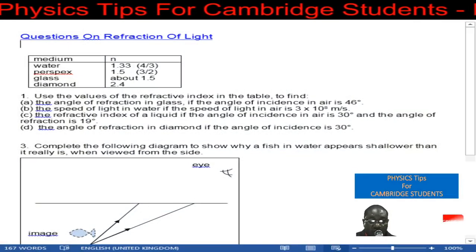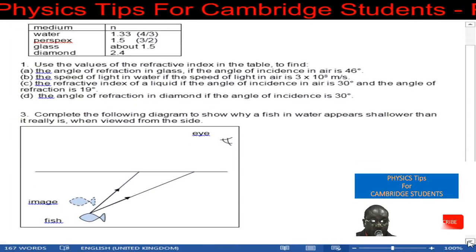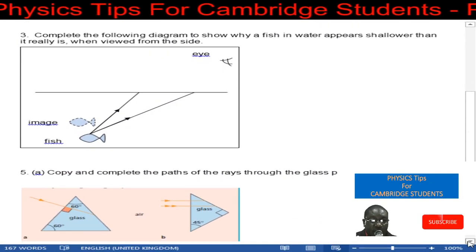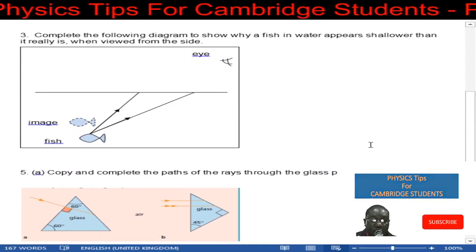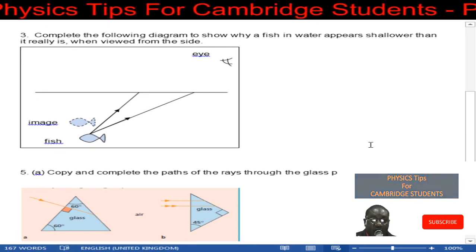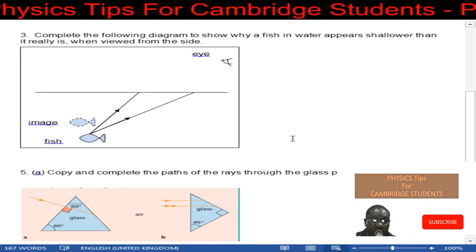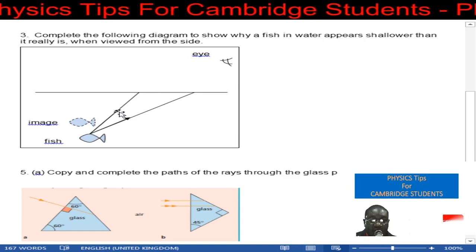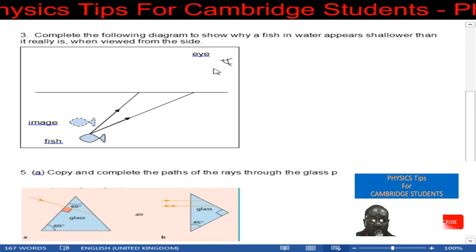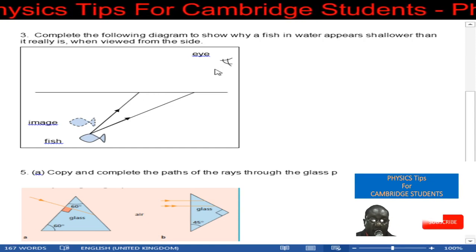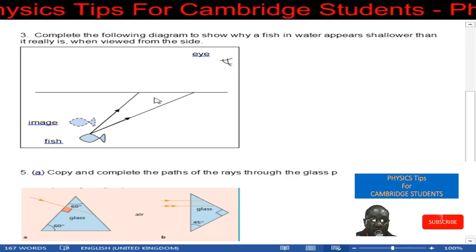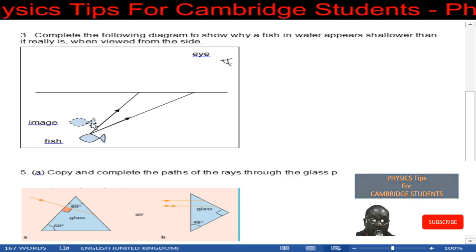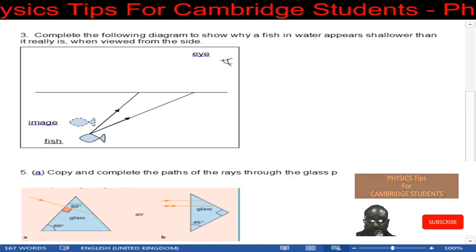Now moving on to the second question. Complete the following diagrams to show why a fish in water appears shallower than it really is when viewed from the side. One thing I need to say is that the light rays have to come from the object and then get refracted to the eye. That is to the actual object. So this is the real depth, and the apparent depth will be that which is drawn in broken line.